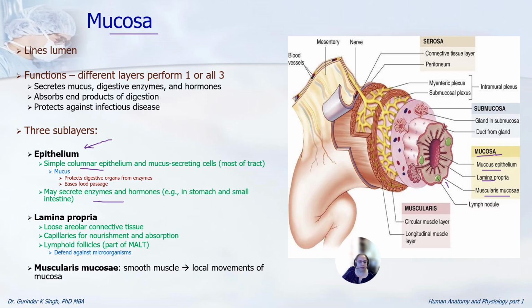Okay, in the lamina propria, the lamina propria is a loose areolar connective tissue. As I discussed earlier too, it has blood vessels in it. So those blood vessels bring new nourishment to the alimentary canal, and they also participate in absorption, and this is typically by the veins.